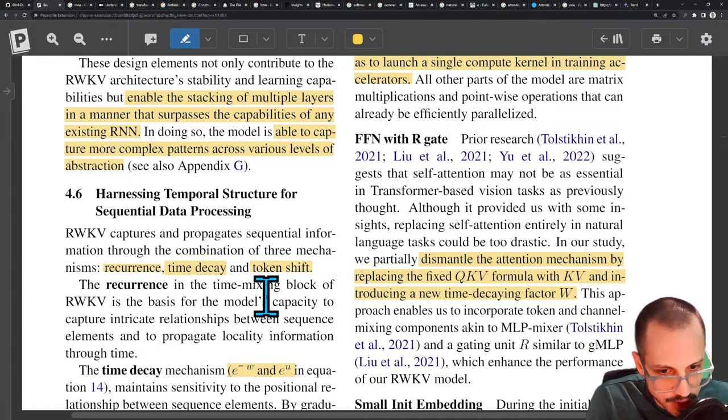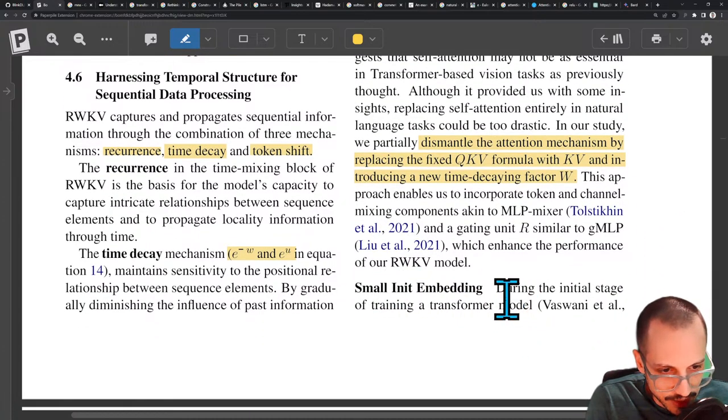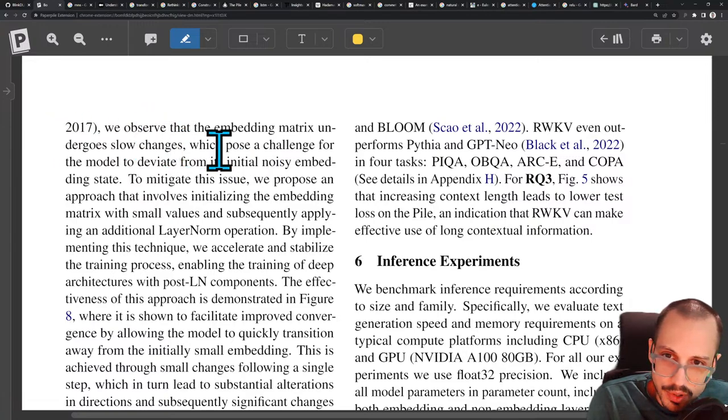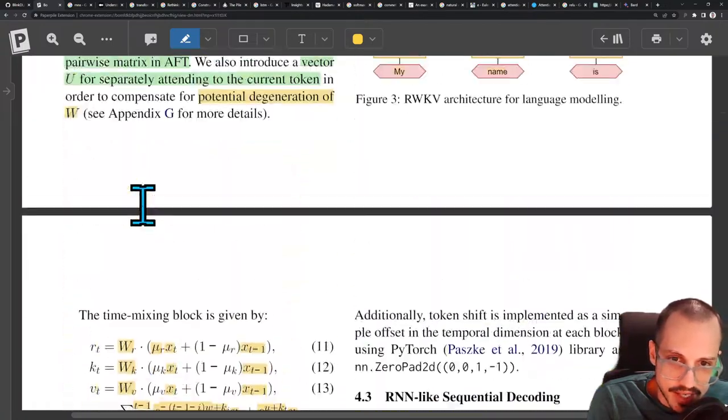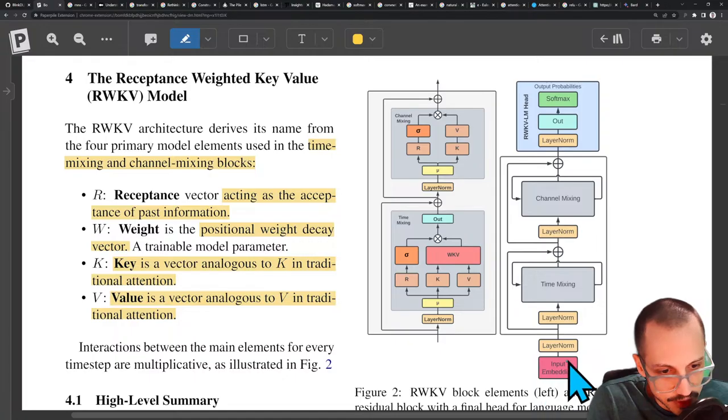This approach enables us to incorporate token and channel mixing components akin to an MLP mixer, and gating units similar to the gMLP, which enhance the performance of our RWKV model. Okay. Small init embedding. During the initial stages of training a transformer model, we observe that the embedding matrix undergoes slow changes, which pose a challenge for the model to deviate from its initial noisy embedding state. So basically they can't get this embedding matrix to change, which I guess is, where's the embedding matrix? It's whatever comes out of here, input embedding.